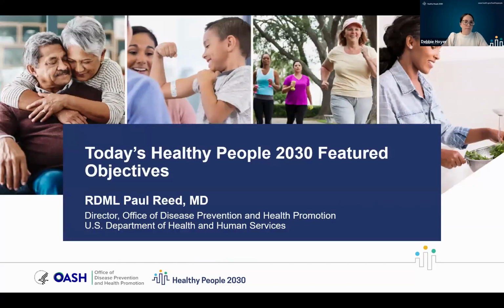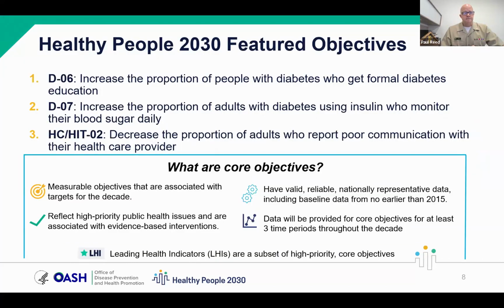Paul? Thank you, Debbie, and my thanks to everyone for joining today's webinar. I'm going to start today's discussion with a brief overview of the Healthy People 2030 objectives that we're going to be featuring. If I could have the next slide. The 3 Healthy People 2030 core objectives included in today's webinar are listed here on this slide and cover topics related to diabetes, regrettably an increasingly prevalent chronic disease that impacts tens of millions of Americans, and a related important aspect of high-quality patient care, good provider communication. And poorly controlled or untreated diabetes can lead to numerous complications, including amputations, vision loss, and kidney damage.